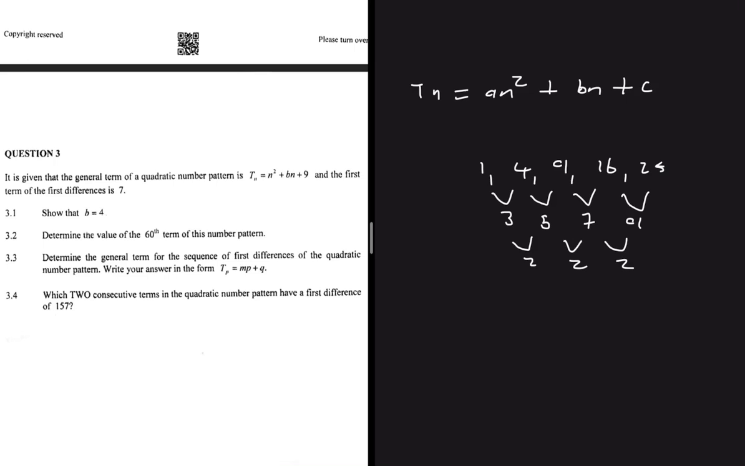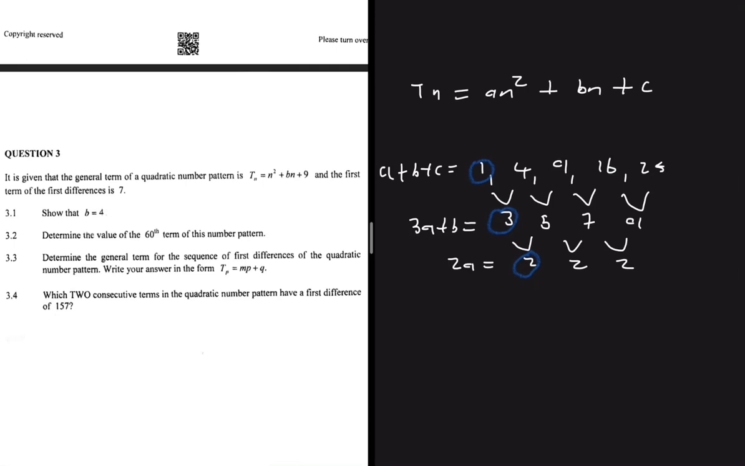With what we have here, we say that 2a is equal to this common difference that we have, 2, 2, 2. Then 3a + b is equal to the first term of the first differences. So for this quadratic number pattern, 3a + b should be equal to 3. And then a + b + c should be equal to 1, the first term of the number pattern itself.